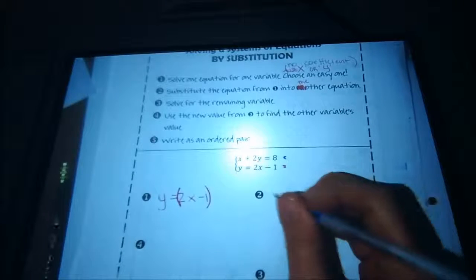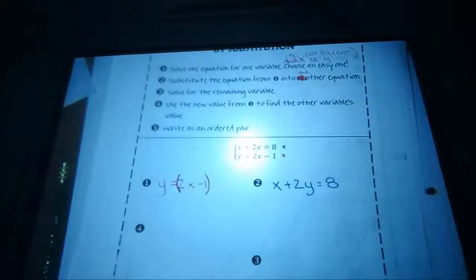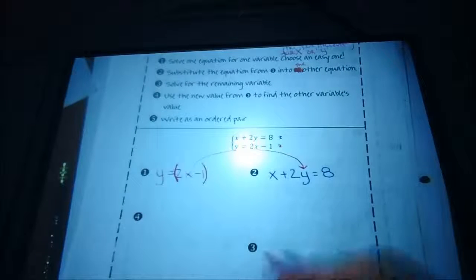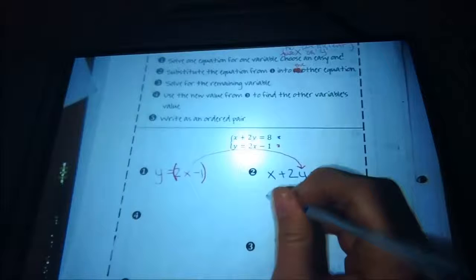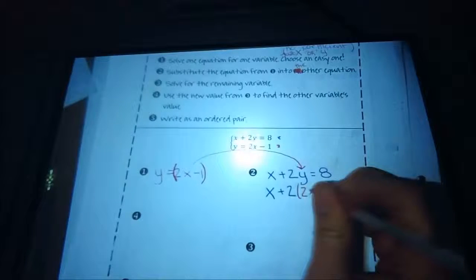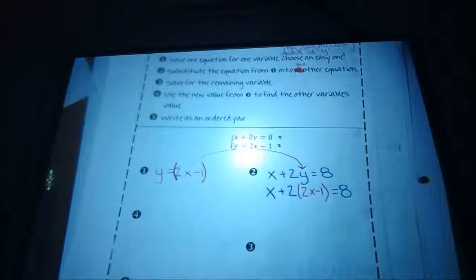So here's step 2. Here's my other equation written in blue. If I know y equals 2x subtract 1, I will then substitute it in here where I see y. So watch how I'm going to use my colors here. x plus 2 times, now in parentheses, 2x subtract 1 equals 8. See how I use the red to identify that I'm taking that part from my first equation and putting it into the other.